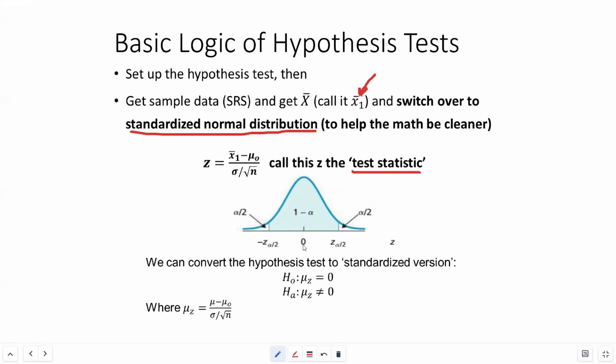So again, if you need to remind yourself about this procedure of converting everything to a standard normal, no matter what you have as your hypothesized population mean, how to get the z-score, please refer to the background material from a 210 course. But the bottom line is you have to convert it over to a standardized normal distribution that would have a 0.